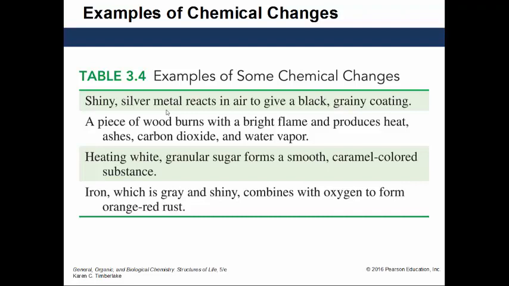Burning a piece of wood or burning anything makes a new compound, makes new material. So that is a chemical change. You can't unburn something. Same thing with this last example here. Iron mixing with oxygen to form rust, especially over time. You can't undo that. That is a chemical change. It may look different physically also, but chemically it is something different. It has new properties and it is a new compound.